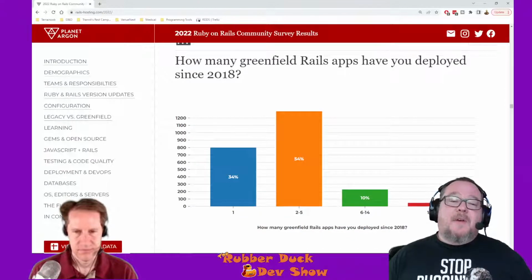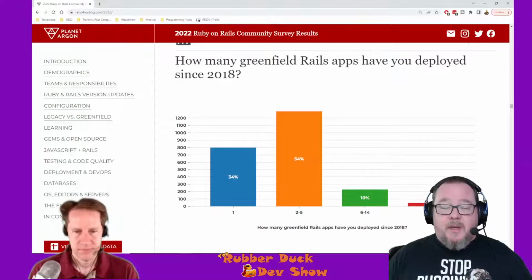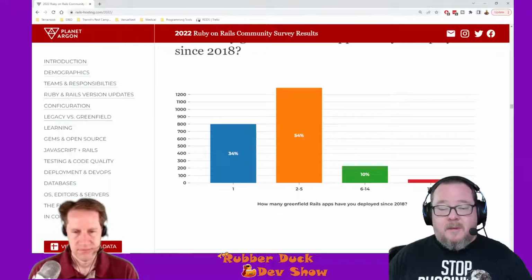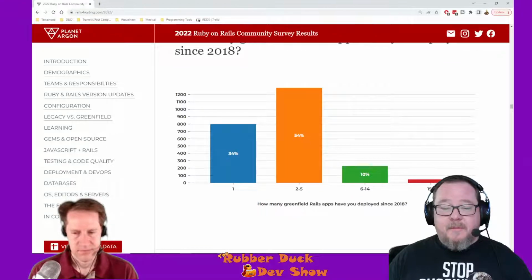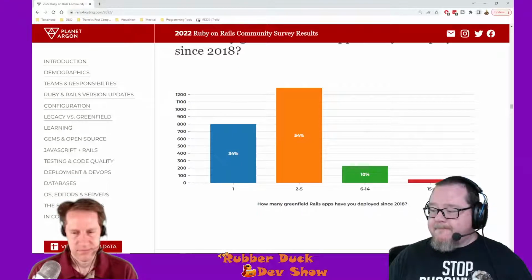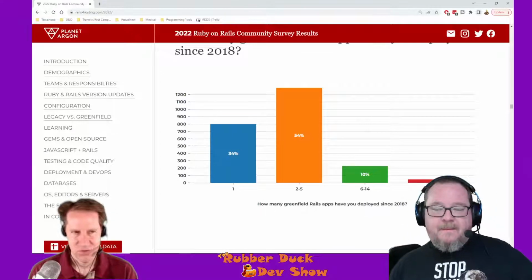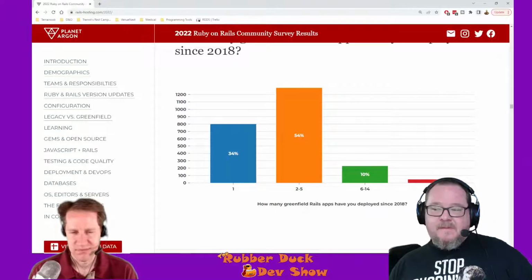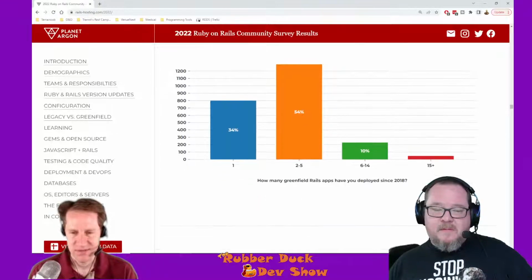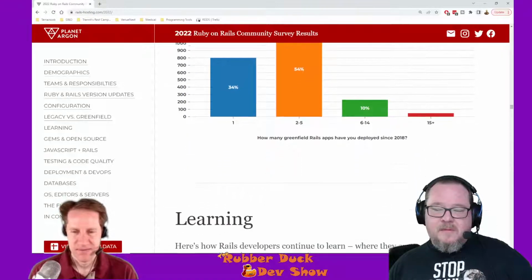How many Greenfield Rails apps have you deployed since 2018? Oh, yeah, I'm probably in the 2 to 5 area. And 3, actually, I think. Yeah, I'm about 1 or 2, depending on when I did something.